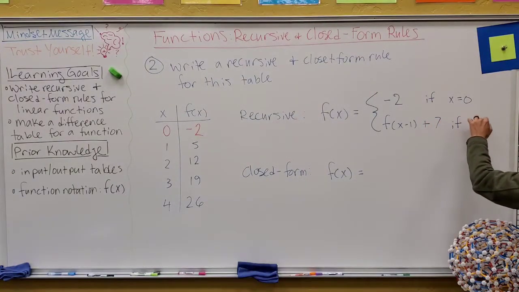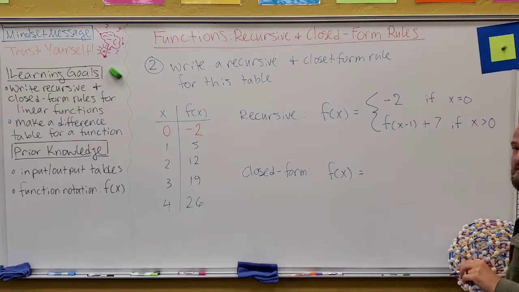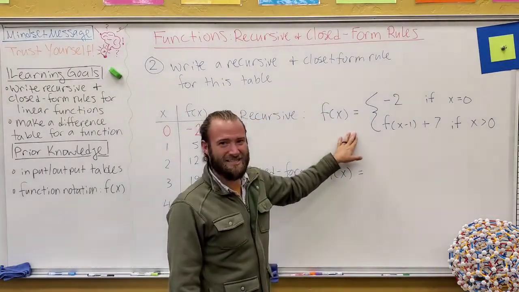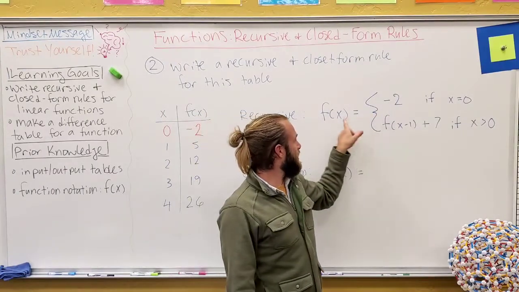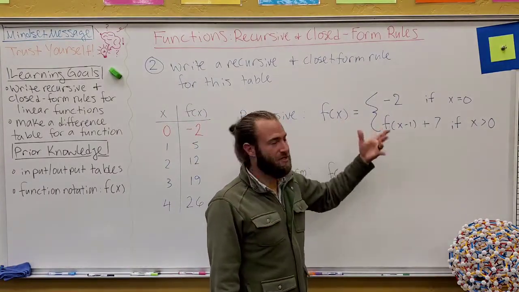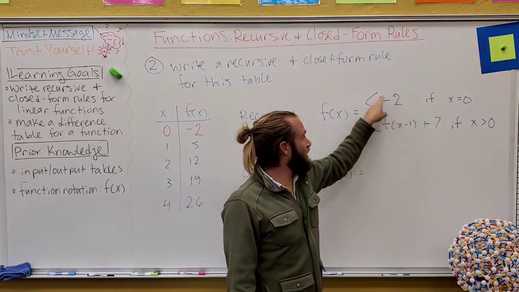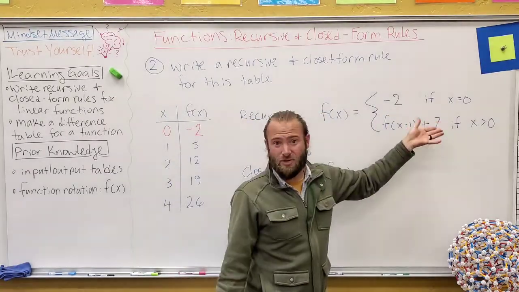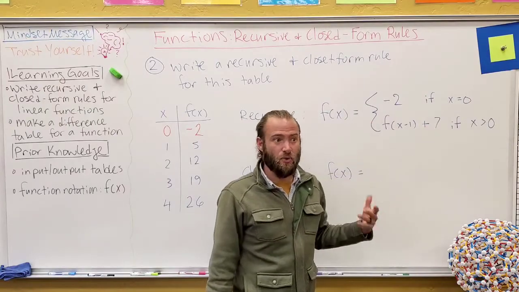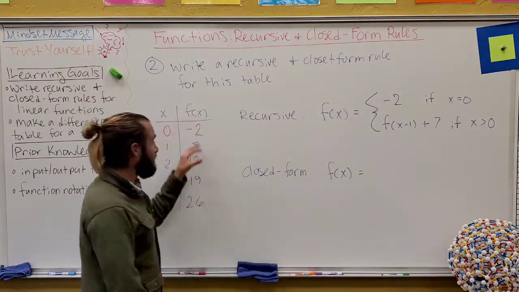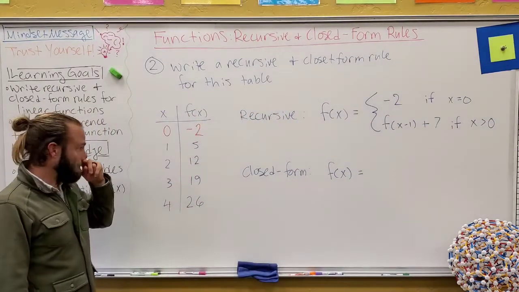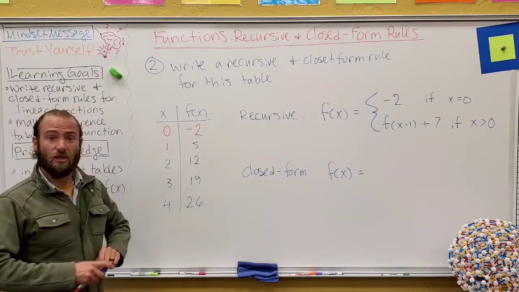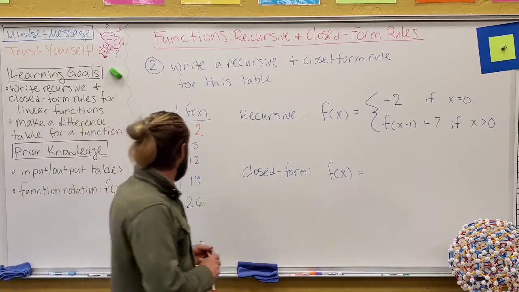And then this is still the same thing if x is greater than 0. So you'll notice this looks exactly the same as the last one. Of course, my input variable has been changed, and my starting number is going to be different, and whatever I'm adding or maybe subtracting to the previous output will change for linear functions anyway. But otherwise, that's it. Let's look at the closed form and check your work on that.